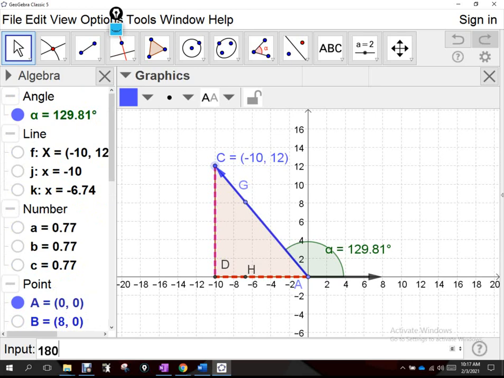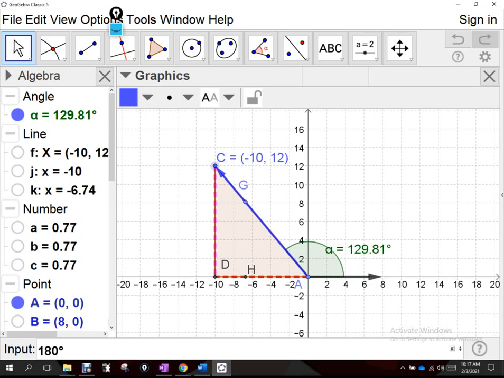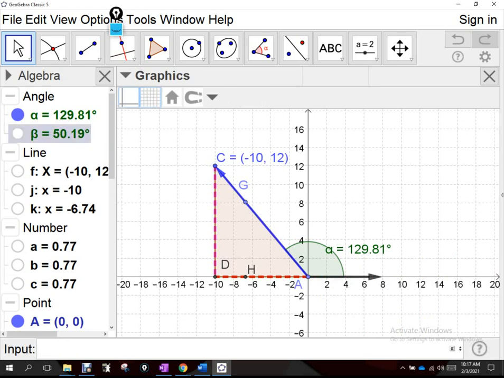Okay, so what I'm going to do is I'm going to ask GeoGebra to take 180 degrees and subtract from it this angle alpha, and see what it gives me, 50.19. So what I know about 50.19 should tell me everything I need to know about 129.81. Okay? Except for the plus or minus aspect. Okay? The sign out in front. And we'll talk about that here in a moment.